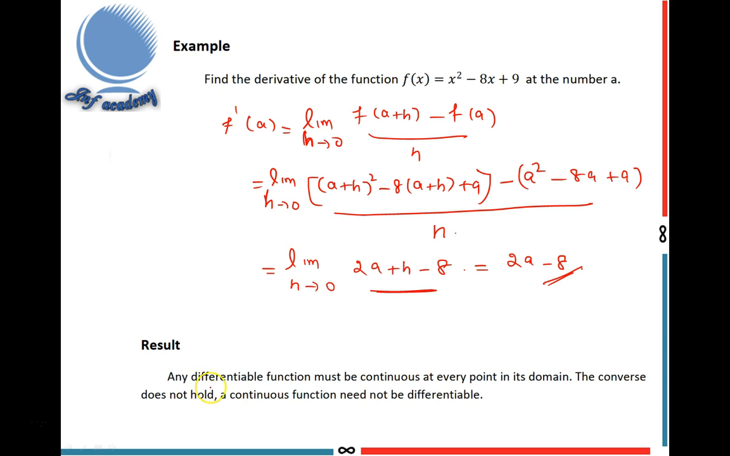The final result is, any differentiable function must be continuous at every point in its domain. So any differentiable function must be continuous. The converse does not hold. A continuous function need not be differentiable; it may or may not be differentiable. This is the last result. These are the important definitions and results in the limit, continuity and differentiability concept.